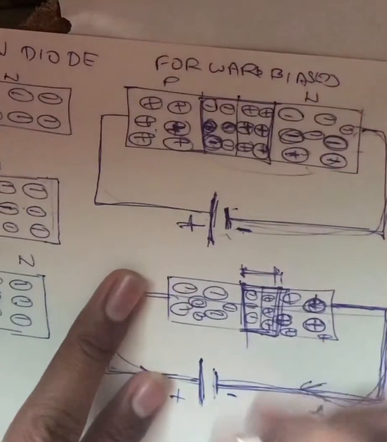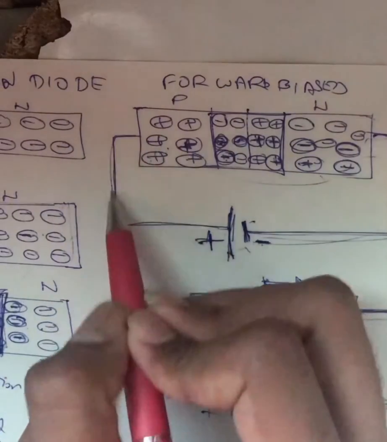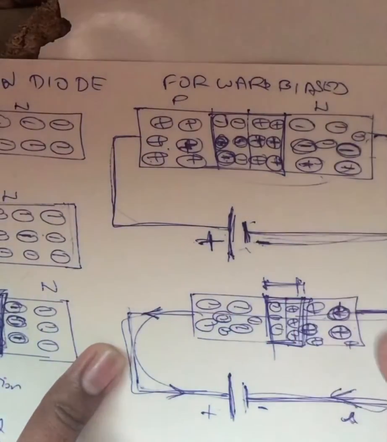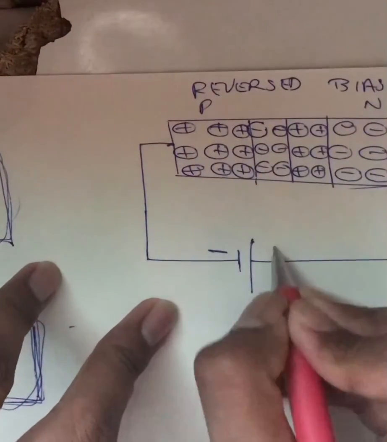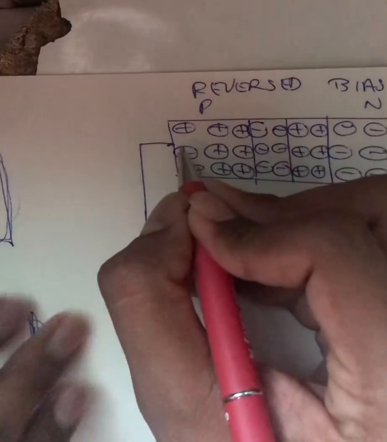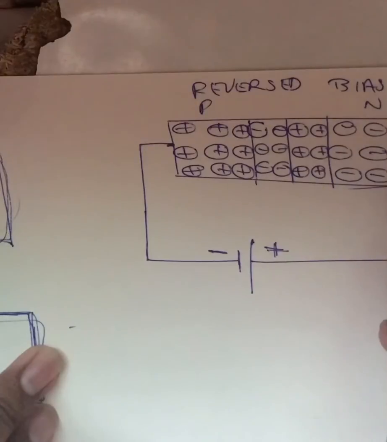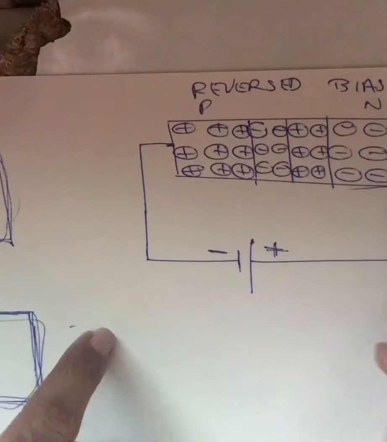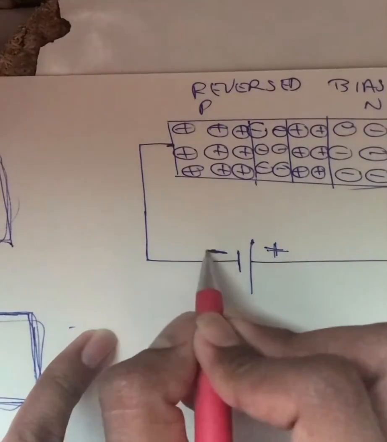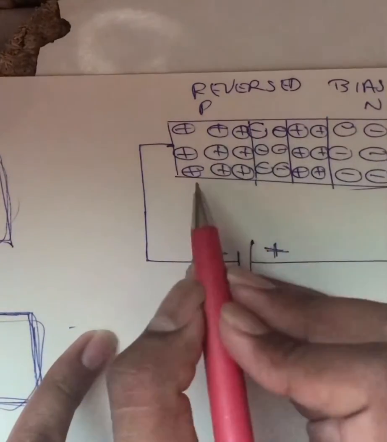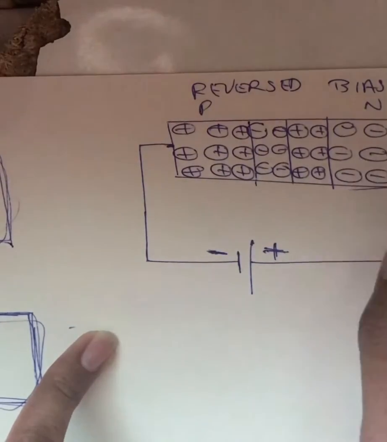Initially what we did in forward bias was that we connected a positive terminal of the battery to the p-type semiconductor and negative terminal of the battery to the n-type semiconductor. So in reverse bias we do exactly the opposite of it. We connect a negative terminal of the battery to the p-type semiconductor and positive terminal of the battery to the n-type semiconductor, okay. So now what happens is that the negative terminal will try to attract these holes, and this positive terminal will try to attract these electrons.